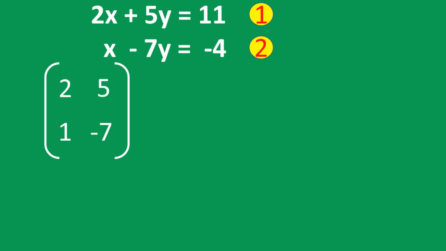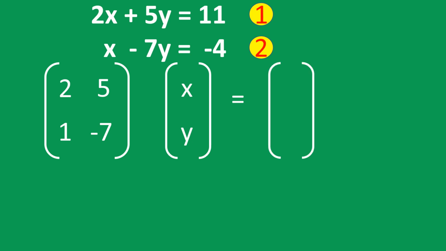So what is the coefficient? A coefficient is basically whatever is multiplying the particular variable, and we have variables x and y. This is where we'll put our x and our y, and then we equate them to what we have on the right hand side, which is the constants 11 and minus 4 for equations 1 and 2 respectively.